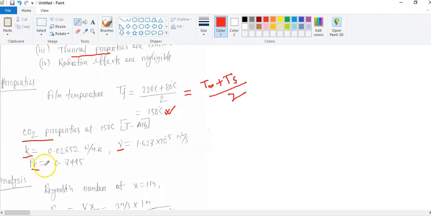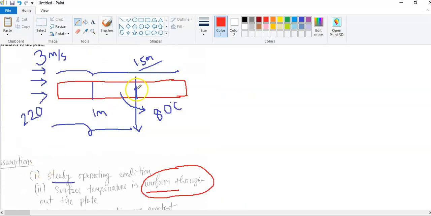So the first question is, what will be the local convection heat transfer coefficient here? h_x. So if we want to get h_x, look guys, we all know this convection heat transfer coefficient is a function of the Nusselt number, because the Nusselt number formula is hL over k. So if we need this h_x, then if we calculate the Nusselt number, we will get h_x from there.